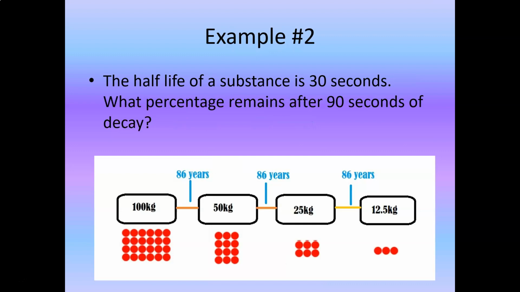Another example showing you here, if the substance has a half-life of 30 seconds, what percentage remains after 90 seconds? So 30 seconds is one half-life, 60 is two half-lives, 90 is three half-lives.